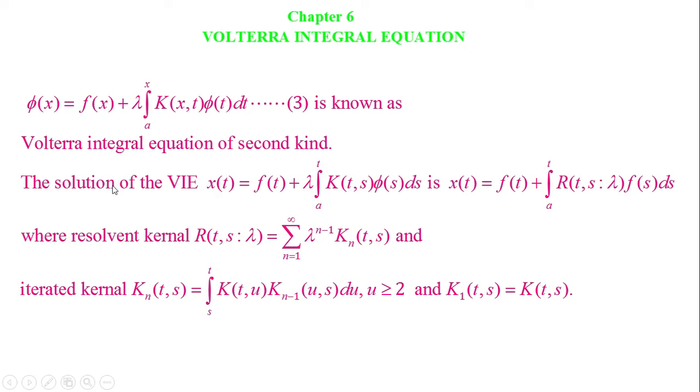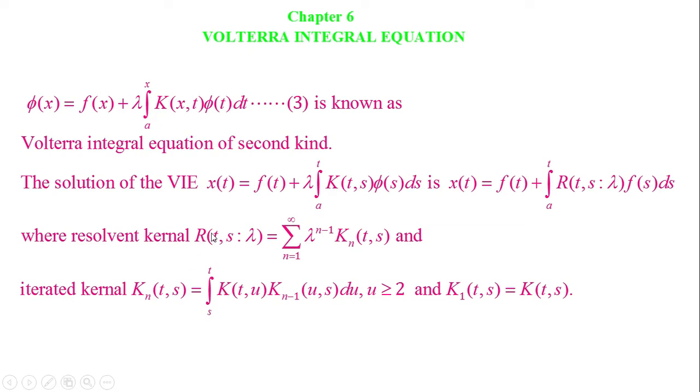So this equation is known as the Volterra integral equation of second kind, and the solution of this equation is x of t equals f of t plus integration over a to t r of t s lambda f of s ds, where the function r of t s lambda is known as the resolvent kernel, and k of t s is known as the kernel, and k n of t s is known as the iterated kernel.